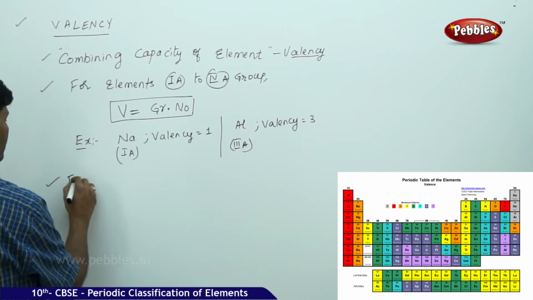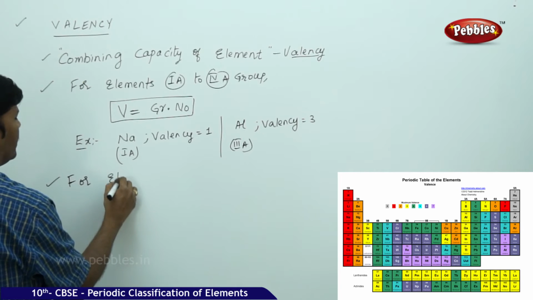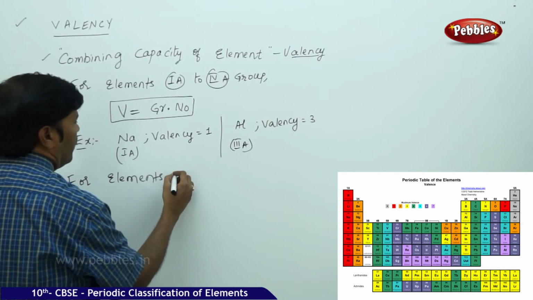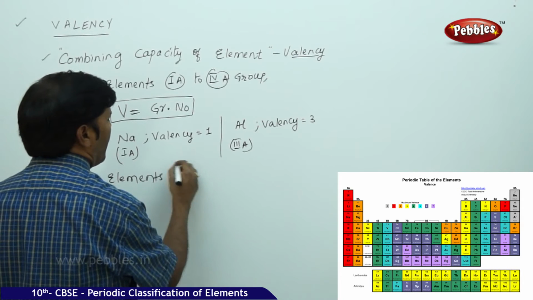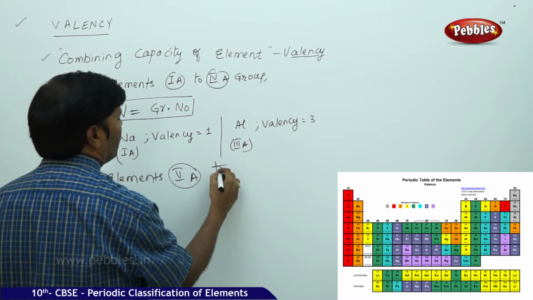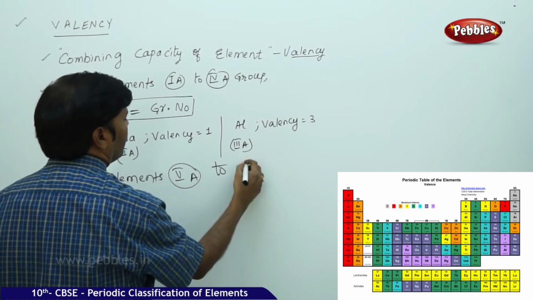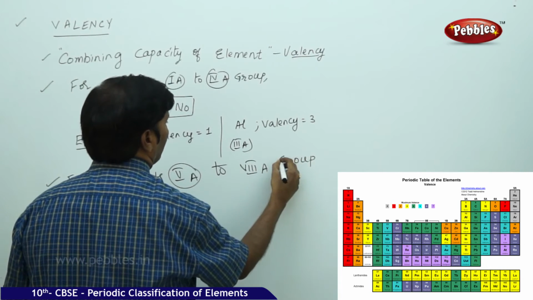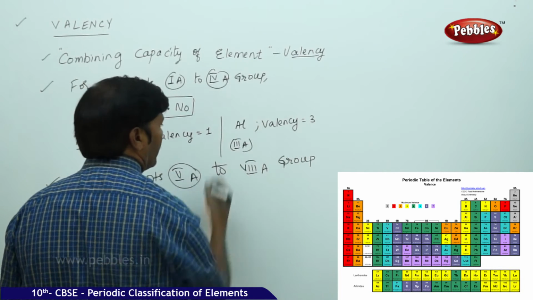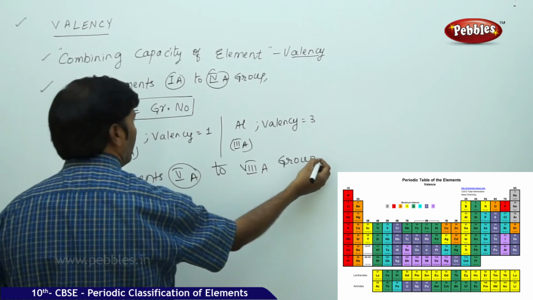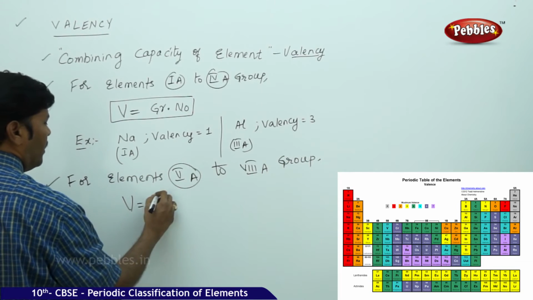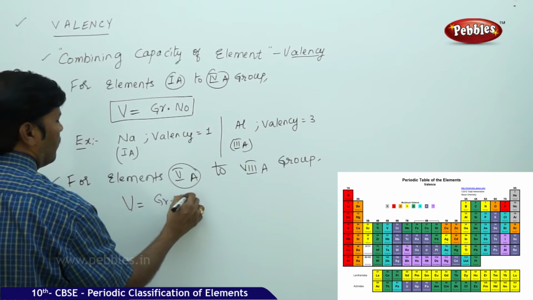But for elements from 5th A to 8th A group, valency is equal to group number minus 8.